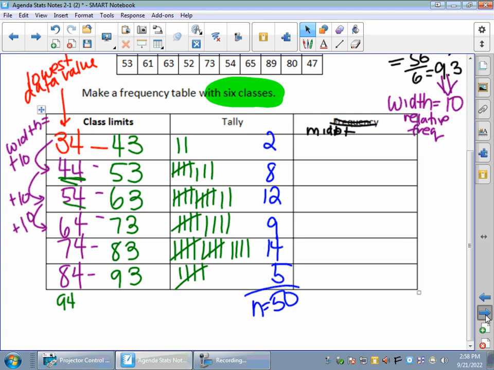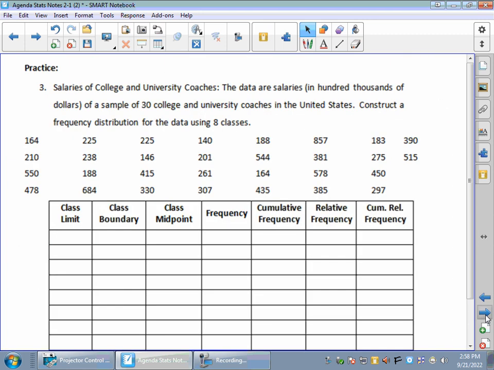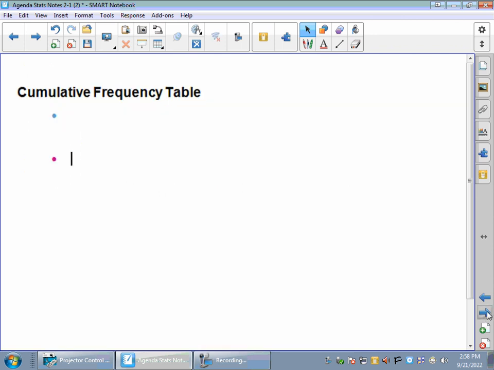All right, one last thing. There's another example. Notice all the stuff that I put on this table. We can work on that in class. And I also notice it says 8 classes, right? Because I'm always going to tell you how many classes I want, because that's where you do your range divided by n. But let's talk about a cumulative frequency table real quick here.